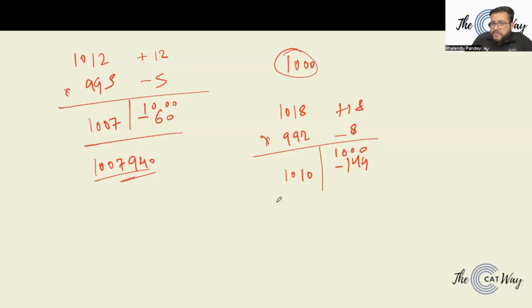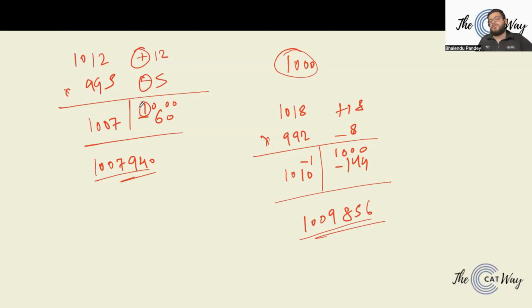Now from 1000, when you remove 144, the value that you are going to get is 856. And you have taken a carry forward of 1 from here. So 1010 will become 1009, and this becomes your final answer. Right? So this is the manner in which it is going to work for cases when there is a plus and minus, and the carry forward that you take is going to be in terms of 1000, not 100 anymore.